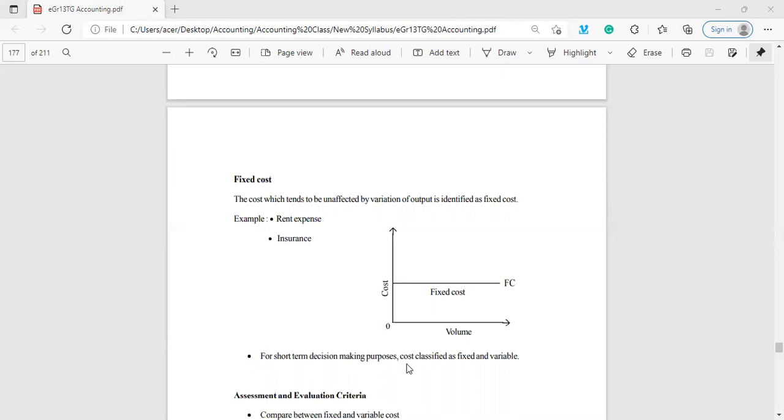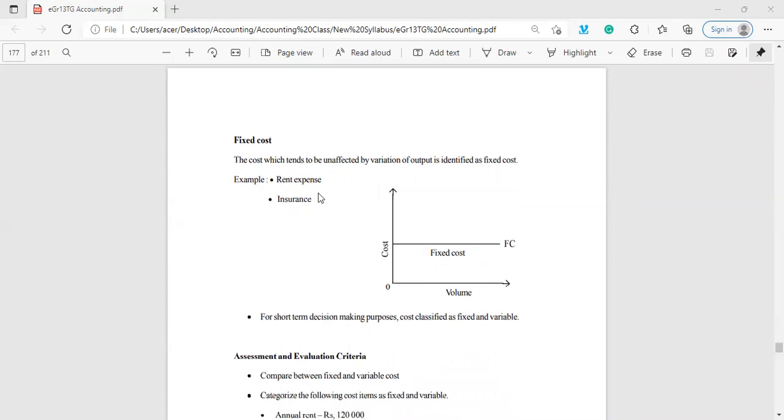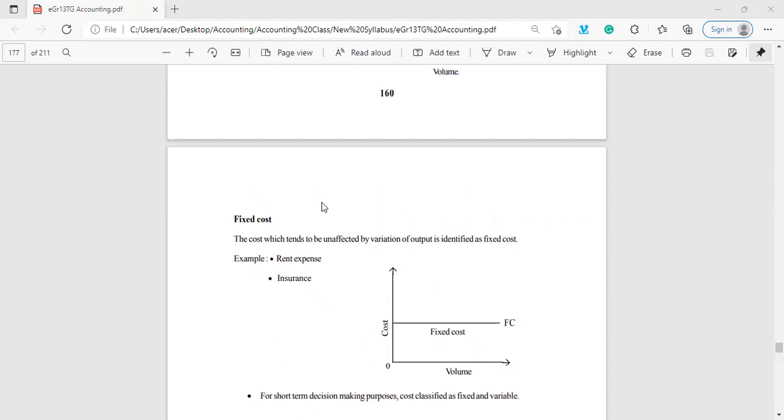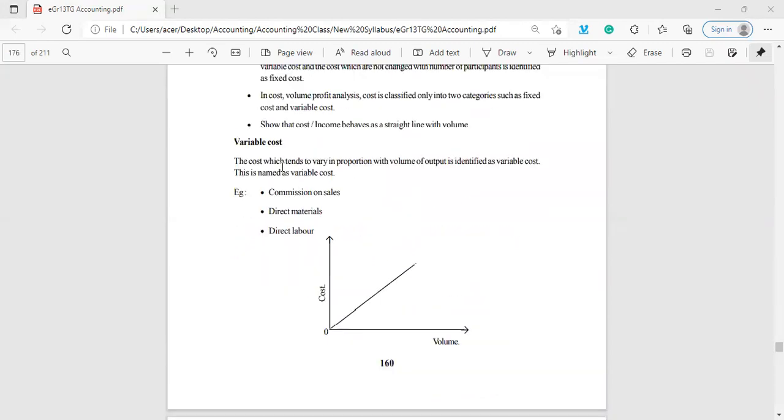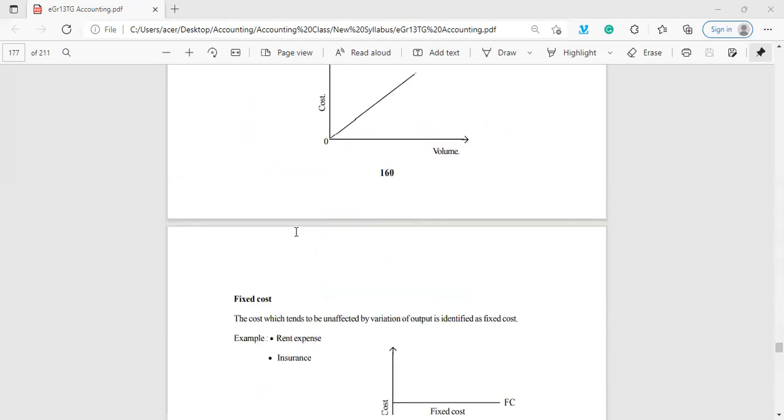So for short term decision making purposes, we classify the cost as fixed and variable, right? Now what are the examples? For fixed cost, examples are rent expense. Rent you have to pay, factory rent. Even if you don't produce any goods, you have to pay. Insurance charges, right? Factory insurance, something like that. And variable costs are commission on sales. When your sales are increasing, the commission expense also will change. Direct materials, direct labor, these are direct costs also, right?